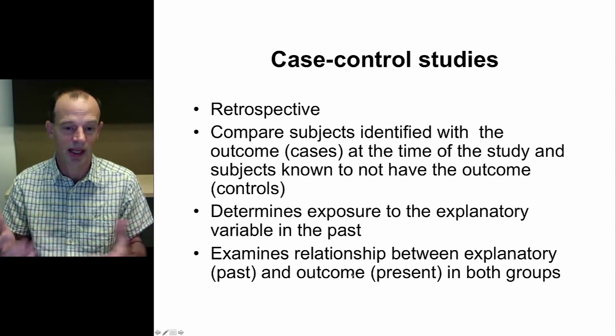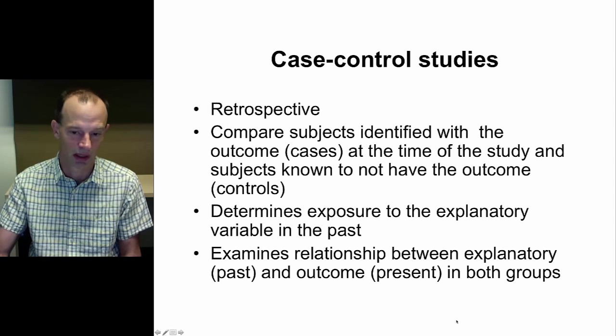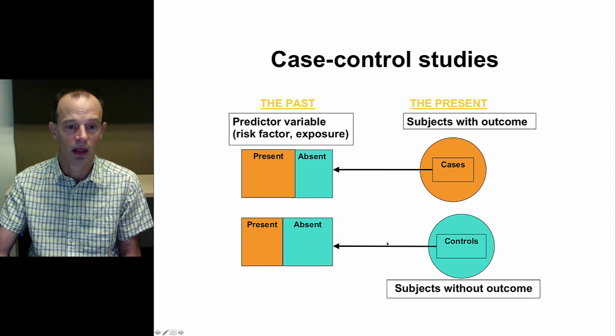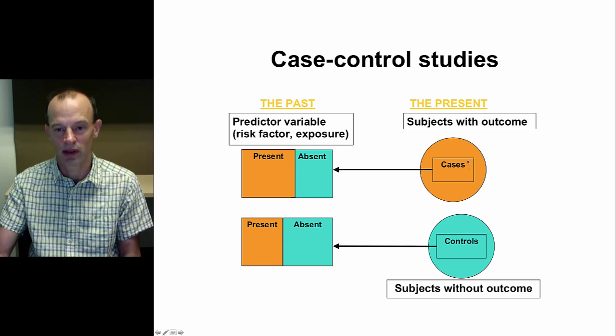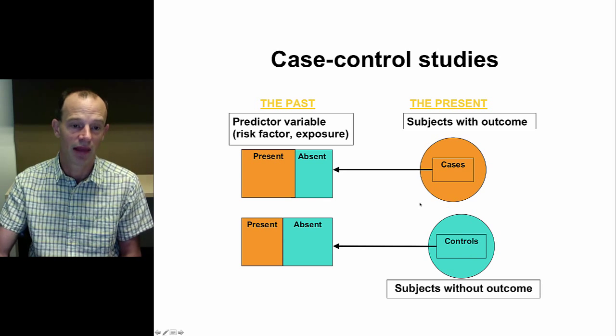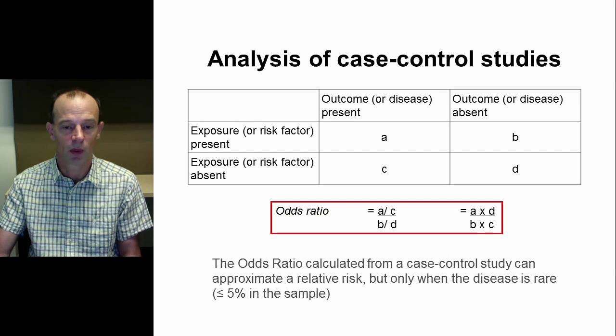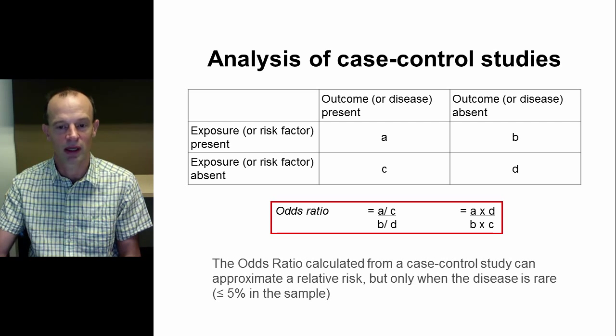And so this is able to examine the relationship between explanatory variables in the past and the outcome in the present in both groups. So here's just a schematic showing that. So here's the present. You have people with the outcome and people without the outcome, and then you're asking them for past exposures, whether they were present or absent, and compare the two. The way you compare them is by calculating something called an odds ratio. So you start out with the same 2x2 table, but you end up using the cross product of this, which is A times D over B times C.